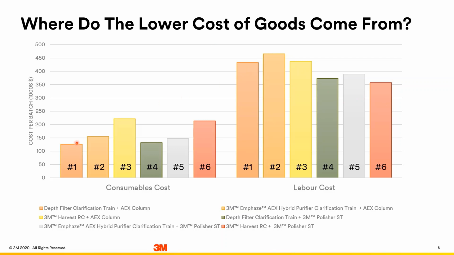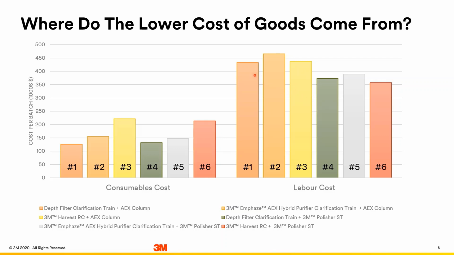You will see that in both cases the bars are grouped into 3s, and this is because the first set of results are for the evolution of the clarification train, and the second set is the evolution of the clarification train with the addition of polisher ST, and the same for the labor costs as well.